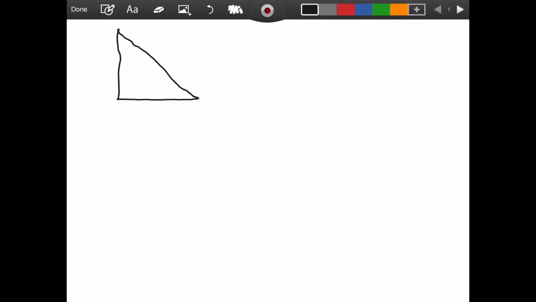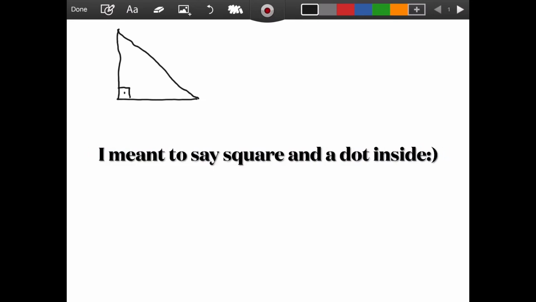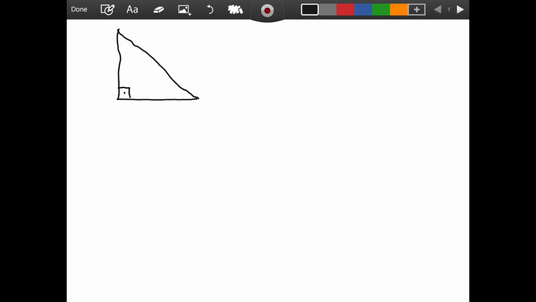So this is a right triangle, and I denote it with a triangle and a dot inside of it. Some people don't put the dot inside of the triangle. I do put the dot. This means it's a right angle, a 90 degrees angle. So if we have A, B, and C, these are just names of the sides, then the Pythagorean theorem tells us A squared plus B squared will give you C squared.